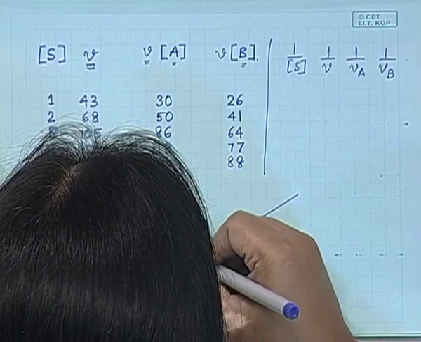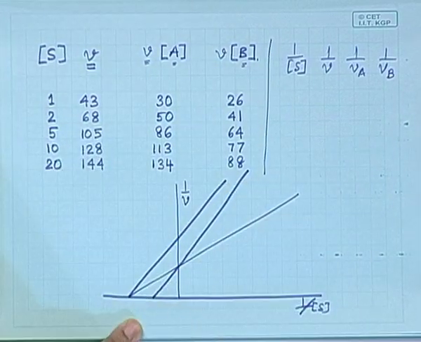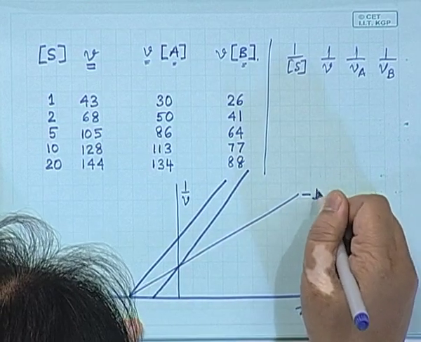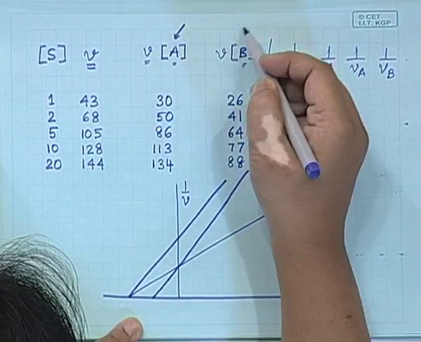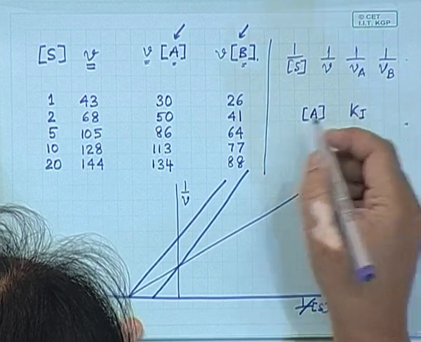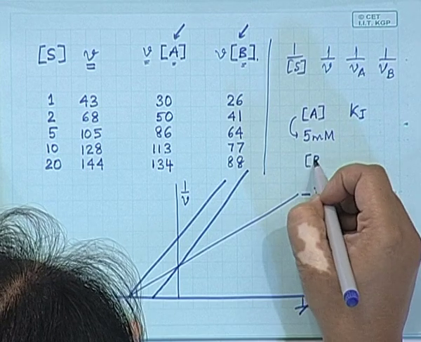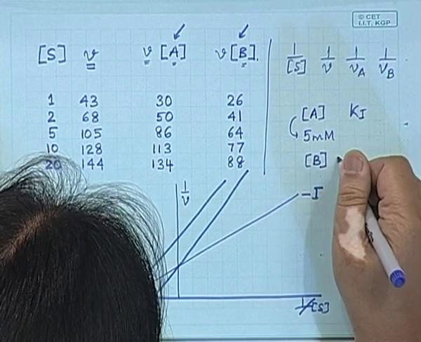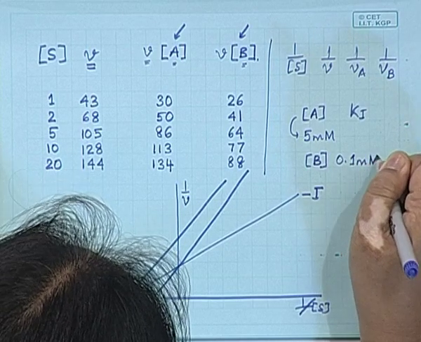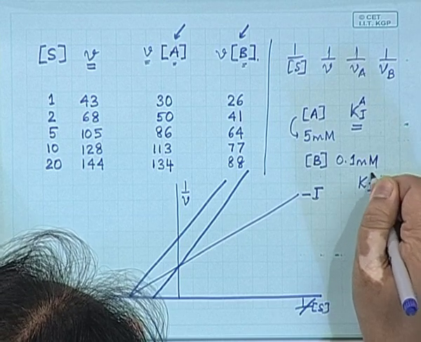So, if we go back to our slides, we find out that when we plot this data, we will get one that looks like this and one that looks like that. So, you can work it out and figure out this is minus inhibitor. So, what else do you need actually? You need the concentration of A to find out the Ki value. The concentration of A is 5 millimolar. The concentration of B is 0.1 millimolar. So, you can find the Ki value of A, you can find the Ki value of B.